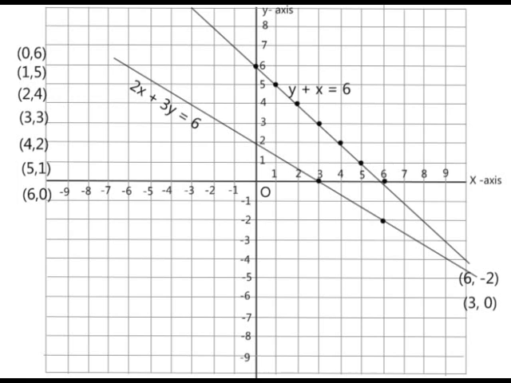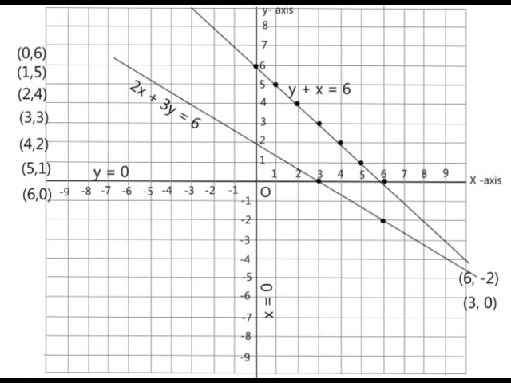Now consider the x-axis itself. Along that line throughout, the value of y is 0. The equation of the x-axis is y is equal to 0 because all the values of y along the x-axis are 0. For the y-axis, the equation is x is equal to 0 because all the values of x along the y-axis are 0. Always keep that in mind.